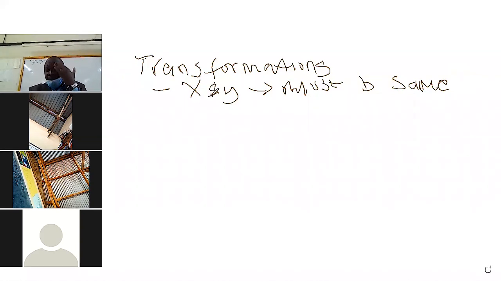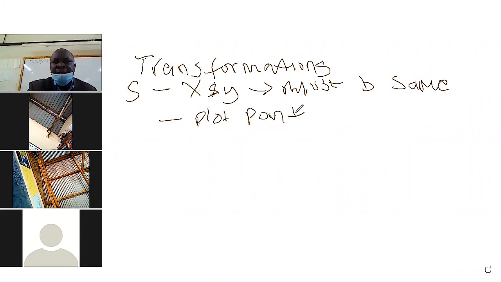Why do we have it being the same? We have it being the same because if we are going to draw a rectangle on the Cartesian plane, and the units on the X and the Y are not equal, then a rectangle might look like a square. A triangle might look like a different figure. So that's why in transformations, the scale must be the same. Then the other thing about transformations, when you are dealing with the plotting, you are expected to plot the given point, and then immediately label it.